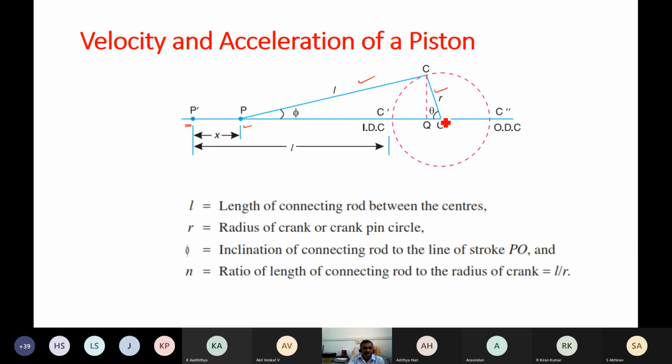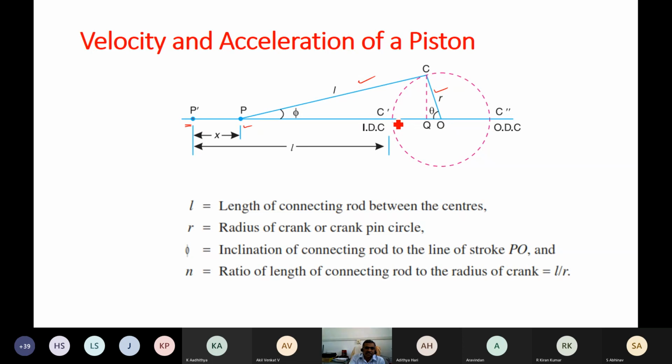It is at a rotation of theta. For a rotation of theta of the crank, this is a position of the slider crank mechanism. Here the piston will be reciprocating, and the crank will be rotating. So at the initial position, when theta is equal to 0, the crank will be horizontal, right?